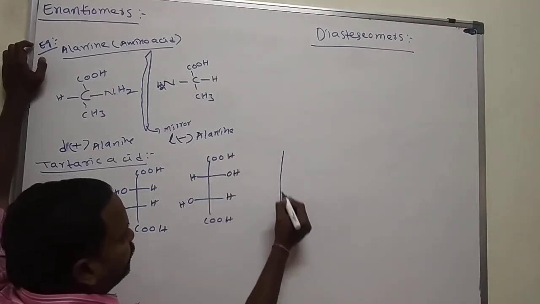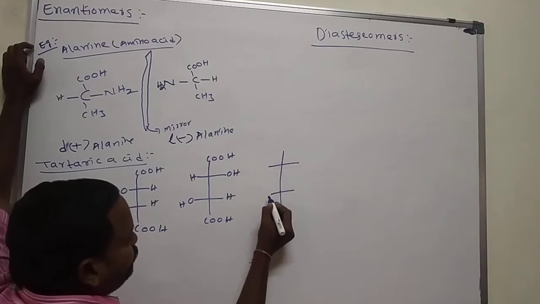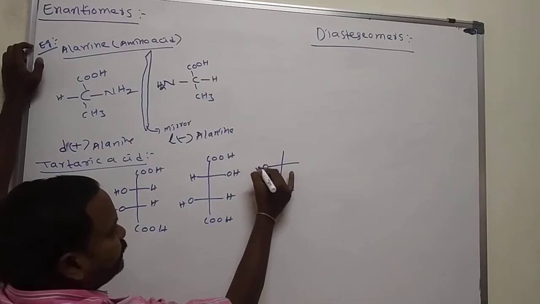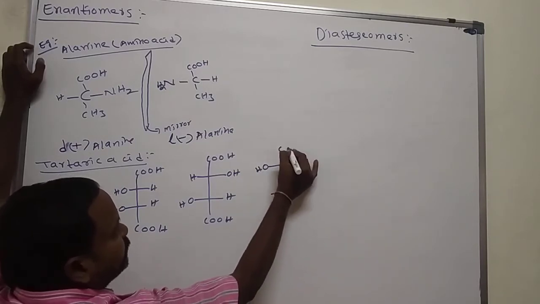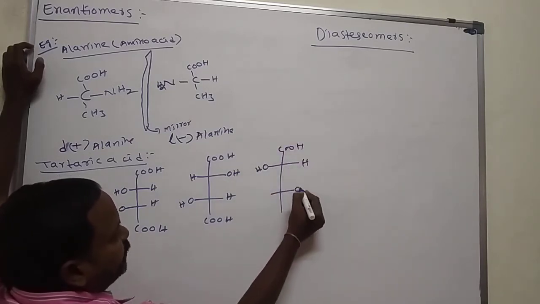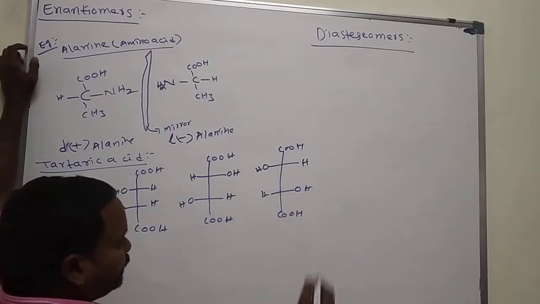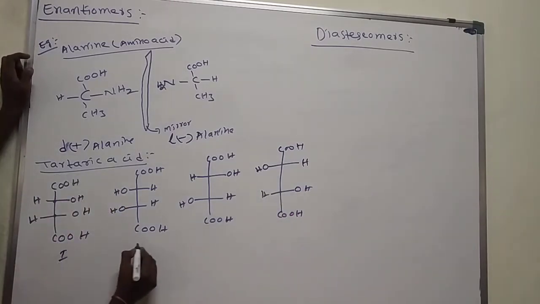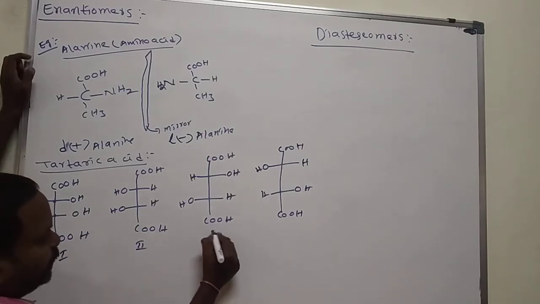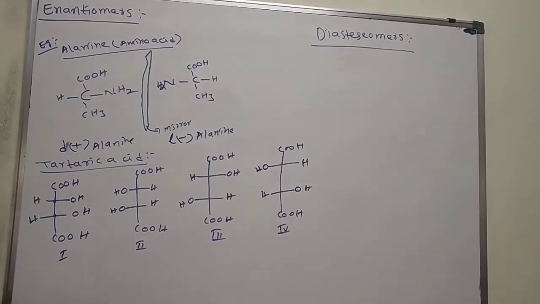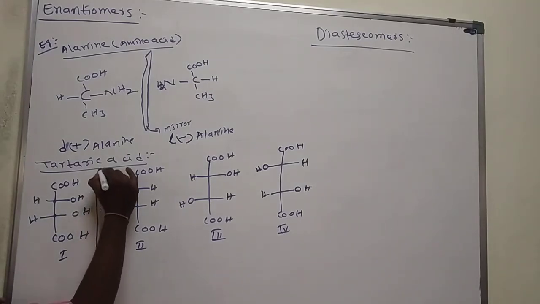Okay, here I am writing one more. Here the OH group starts on the right side; now I start on the left side, H, COOH, here OH, here H, COOH. This is the first compound, the second compound, the third compound, and the fourth compound. Four compounds. Here see, keep a mirror here.